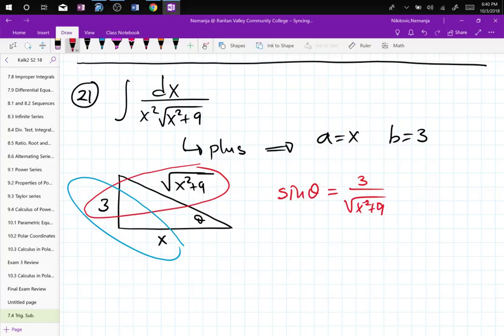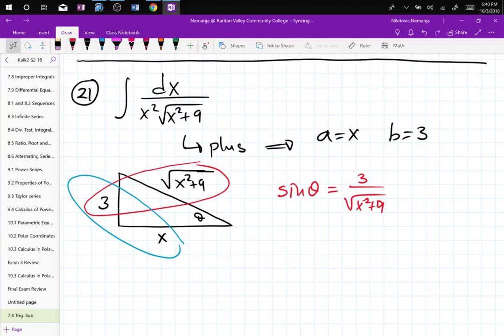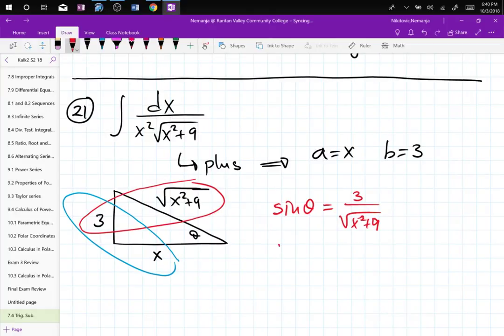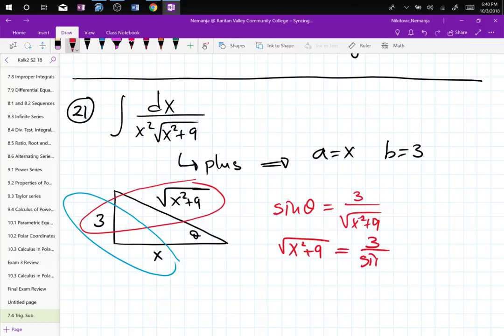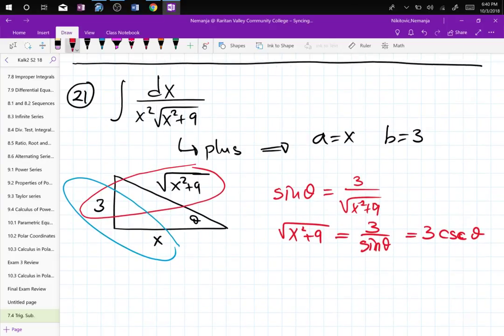And you have to solve for the square root because you are subbing for that, right? Well, the square root goes out. It becomes the square root of x squared plus 9, and this becomes 3 over sine theta. And that is 3 cosecant theta. So now we have that the square root gets replaced by 3 cosecant theta.